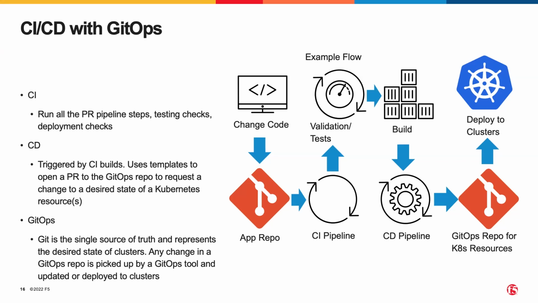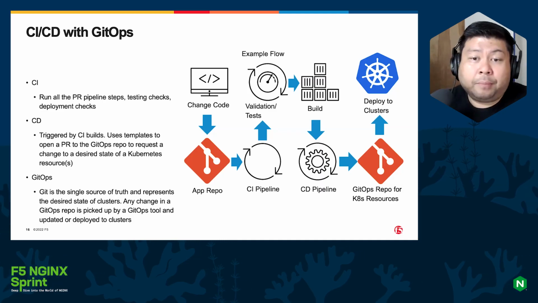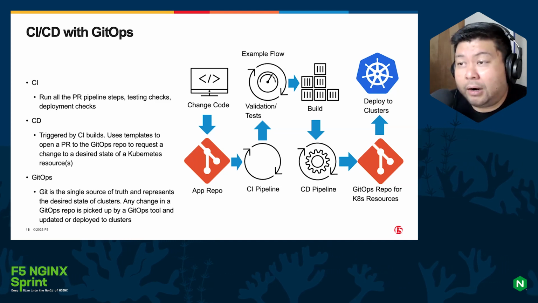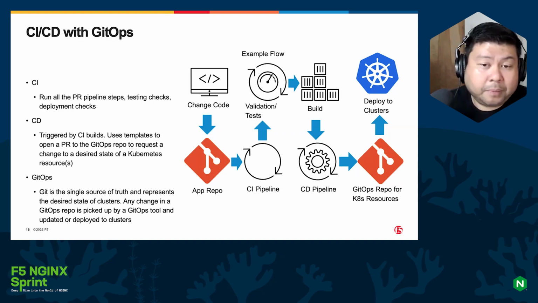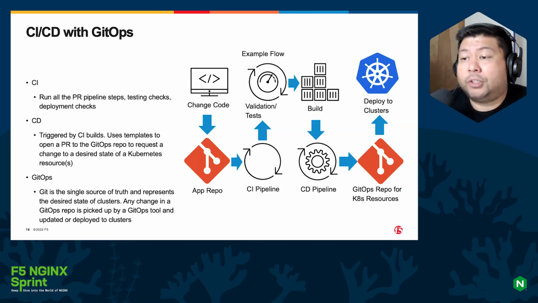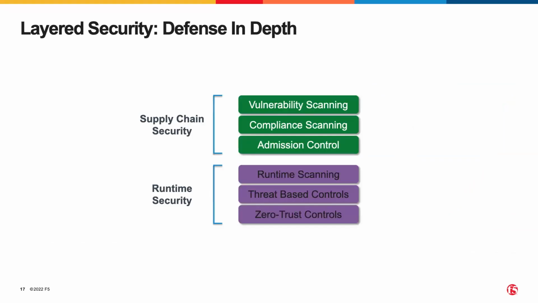Once that pull request is merged, a GitOps tool like Argo, Flux, or Fleet will see that there's a change in that Git repository and will apply the changes to your Kubernetes clusters. So in this way, we automate our deployment workflow using GitOps, using Git as a single source of truth. Part of day 2 operations is security.